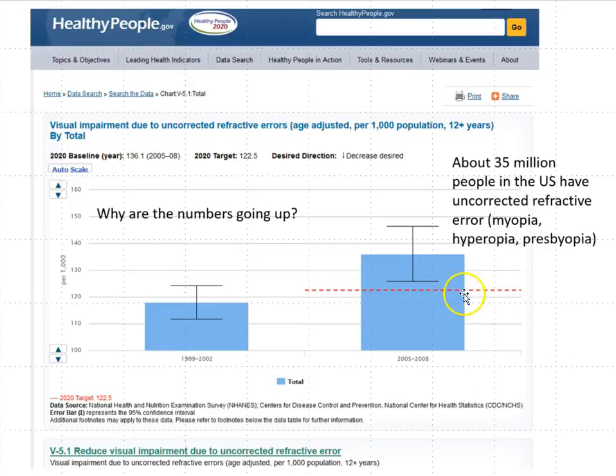Now, this means that right now about 35 million people in the United States have uncorrected refractive error. You think there's a market out there for your services? It looks like it, just if you wanted to do glasses.